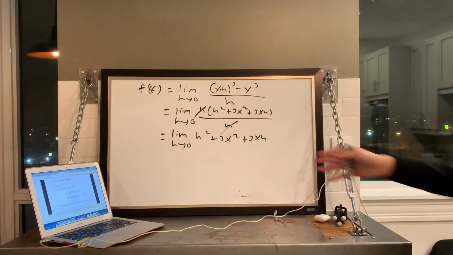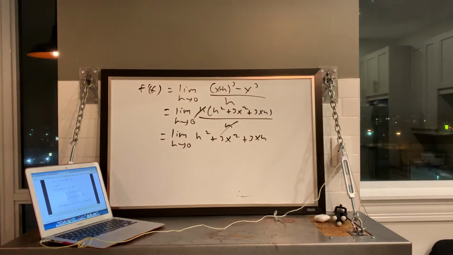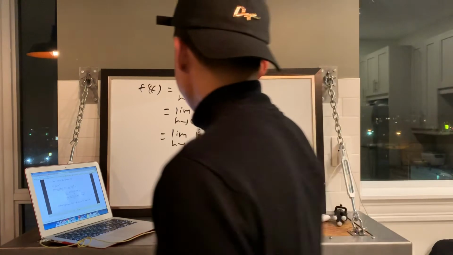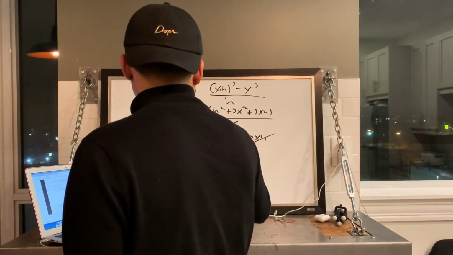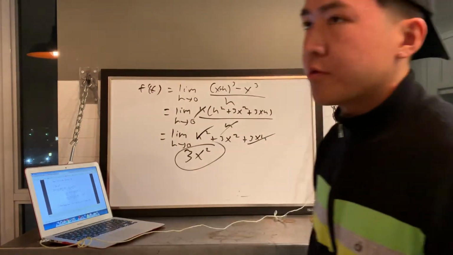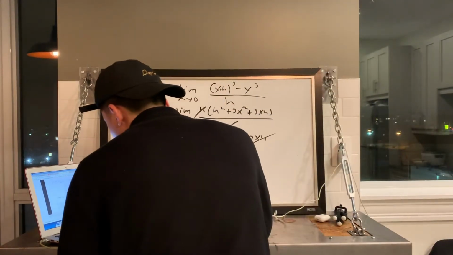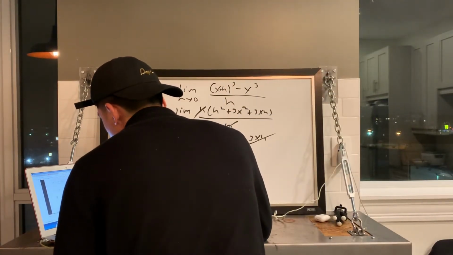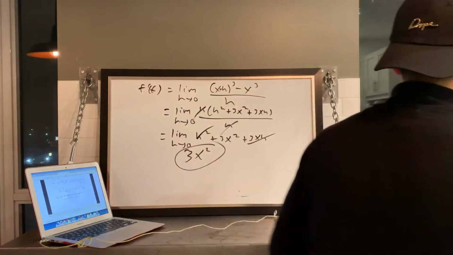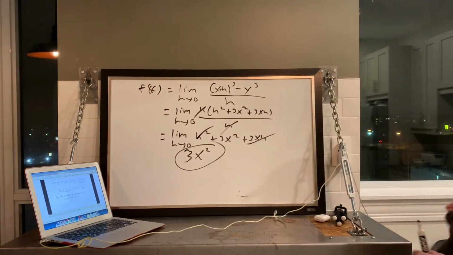Anything with an h, when you sub in an h, when you evaluate the limit, it's going to go away. You're going to be left with 3x squared. That will be the derivative of x cubed, essentially. You can also do the same thing with square roots.